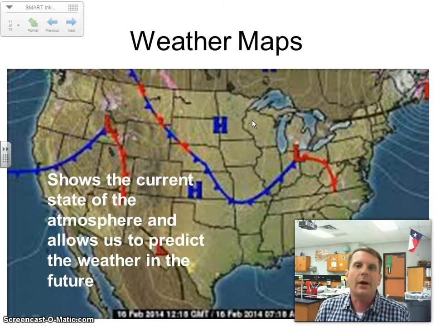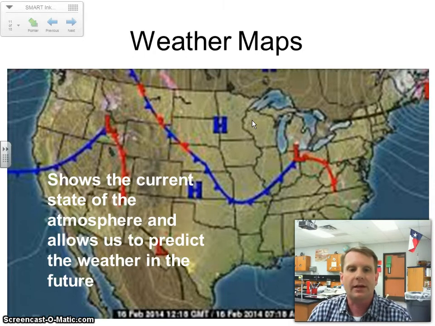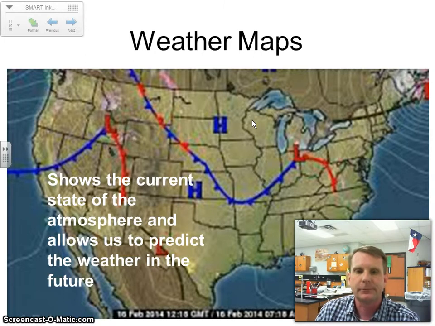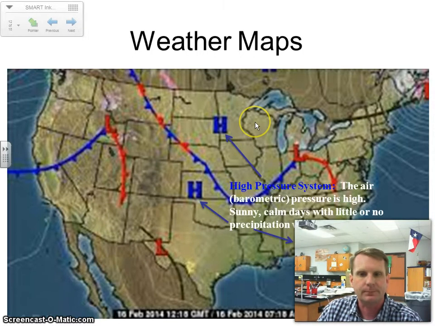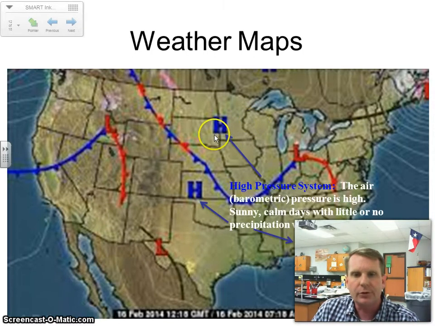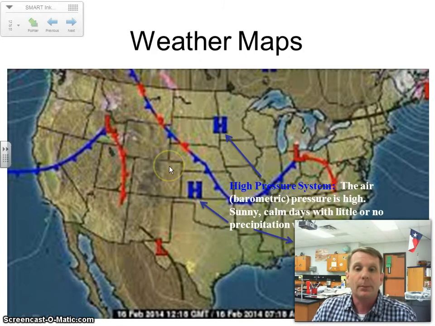And basically a weather map shows the current state of the atmosphere, and it allows us to predict the weather in the future. So here we have a little weather map. We're going to walk through and see some of the features on this one. You'll see here we have a couple of H's. There's two here, and you probably can't see it because my picture's covering it up, but there's an H way down here. But these H's, notice they're also in blue.